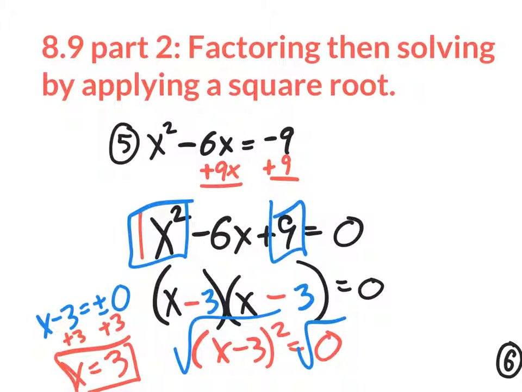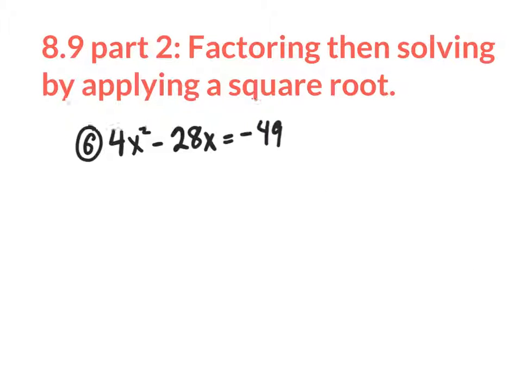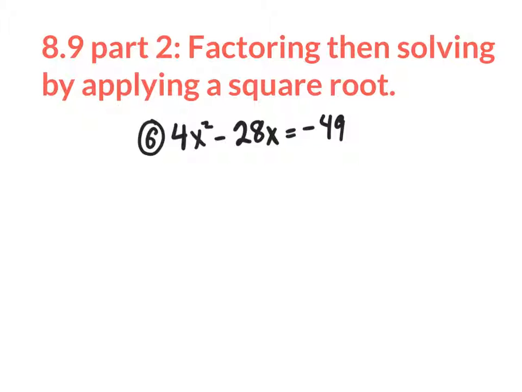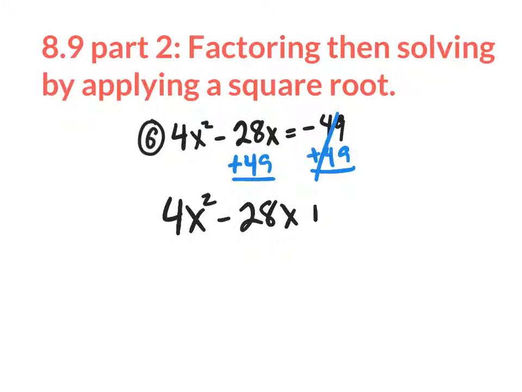All right, let's do one more. What now? What do I do now? Add 49. Okay, so let's go plus 49. Plus 49. Let's rewrite it. 4x squared minus 28x plus 49 equals 0. Then what? I need to factor so I could split it, so I could solve it.